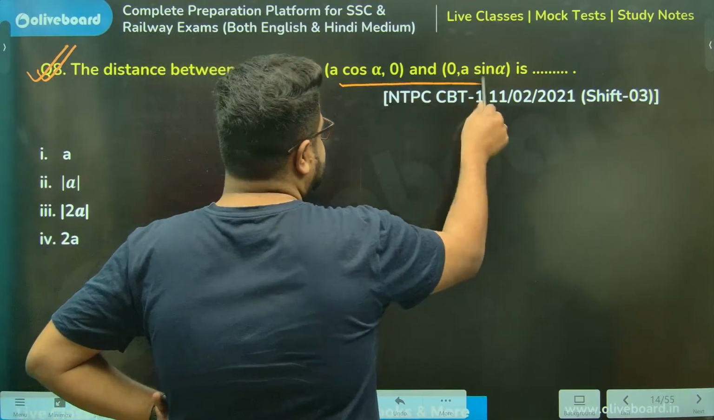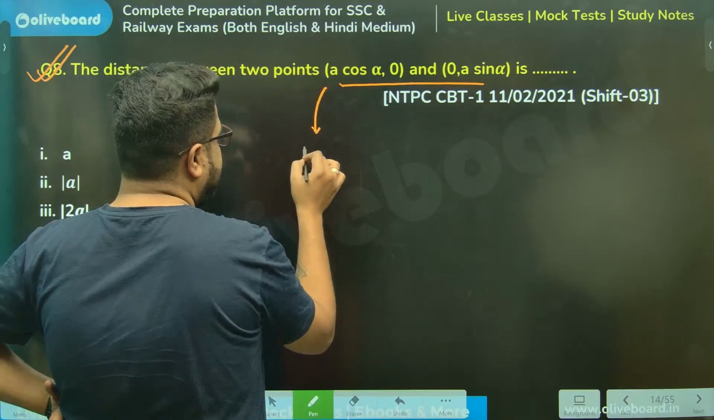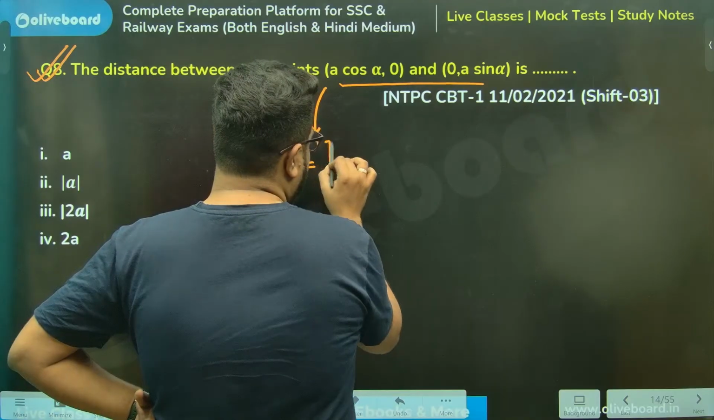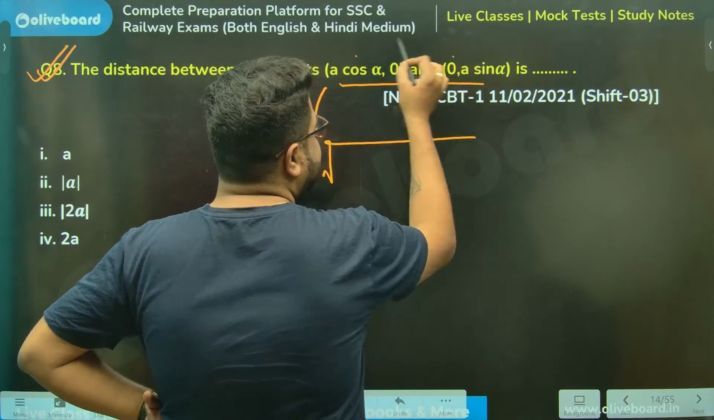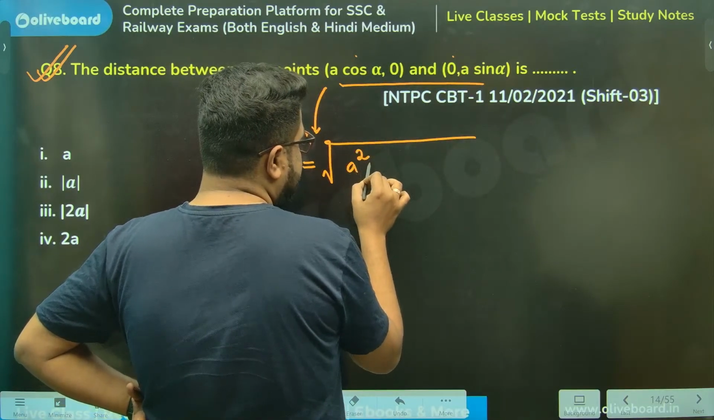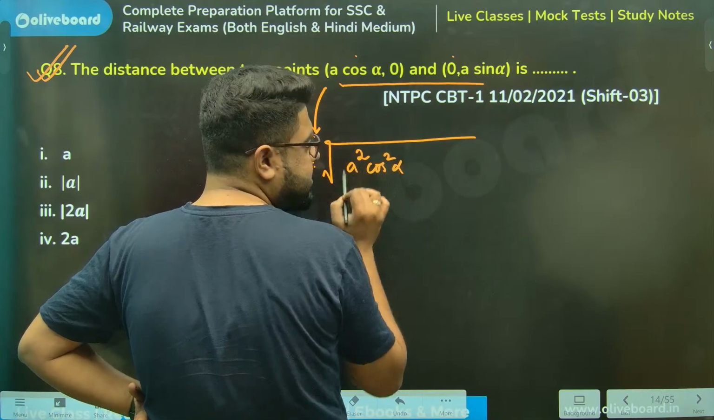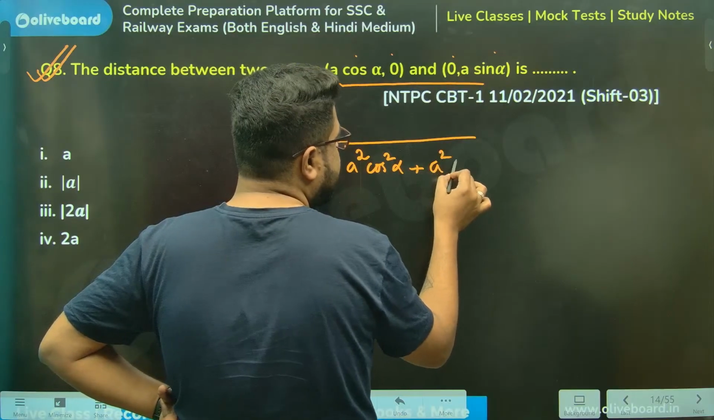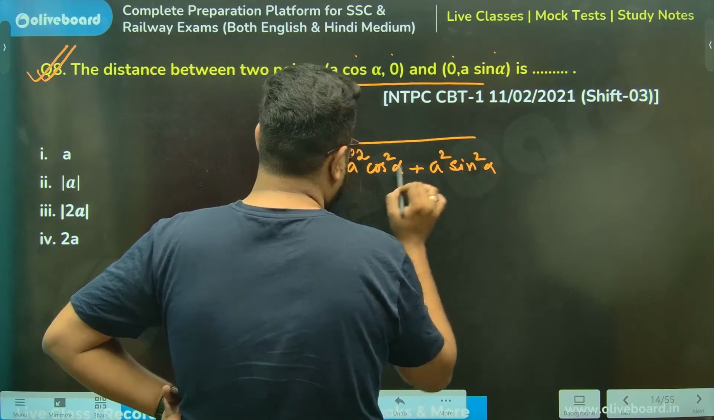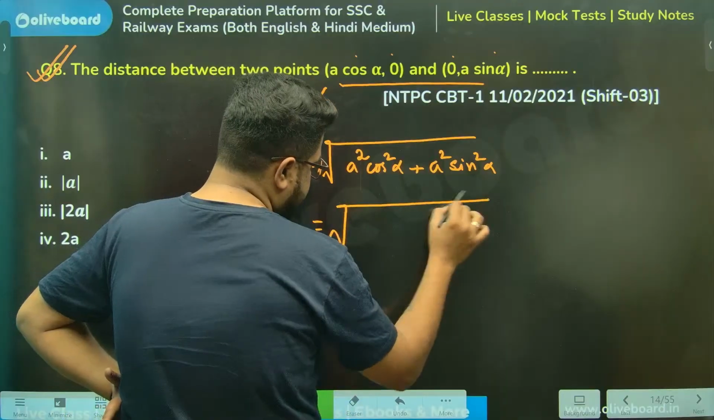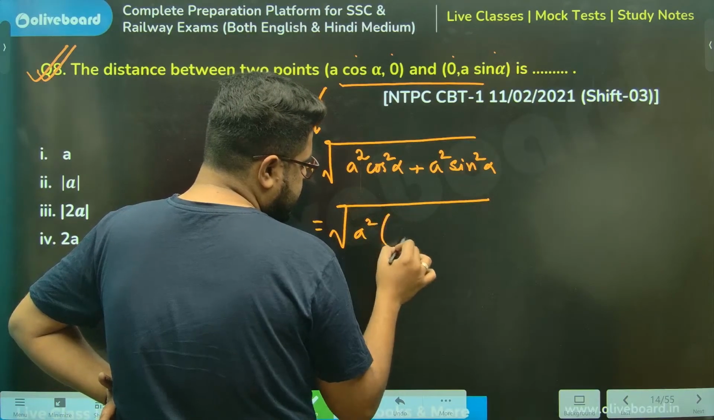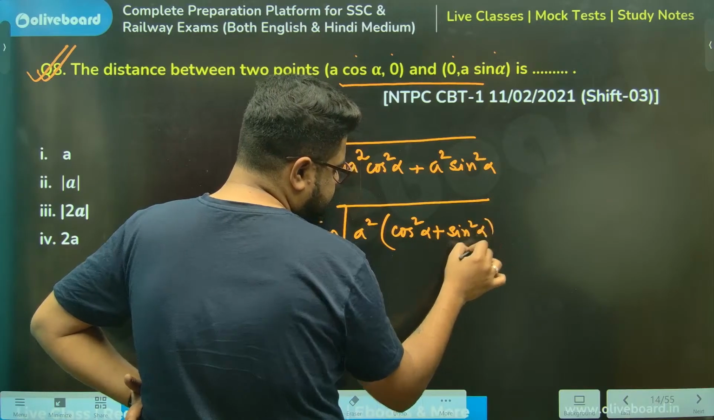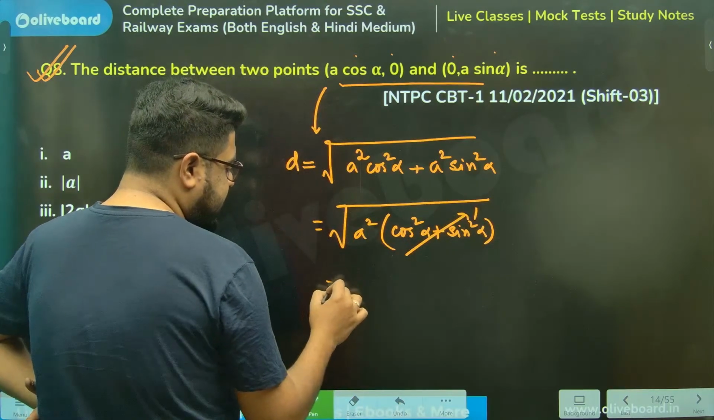Sir, normally, if you use the distance formula, you will get the root of this minus 0 whole square, meaning only this square, a cos alpha, plus this minus this, again squared. If you do this, you will have a square cos square alpha plus sine square alpha, which is 1.